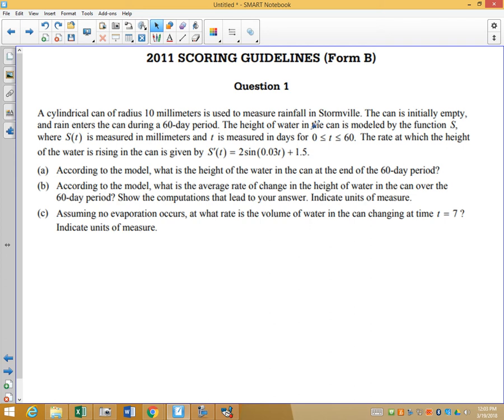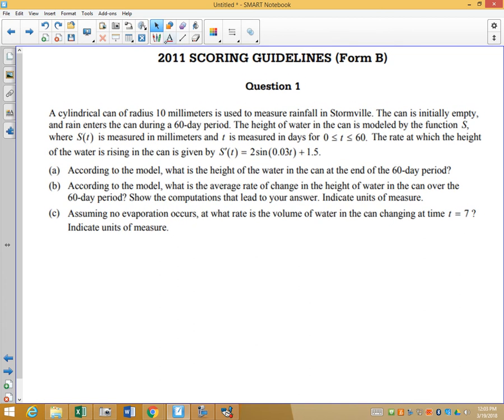rain enters, and the height of the water can be modeled by this function S. Okay, notice what they're giving you here. They tell you that the height is measured by S. Why didn't they just call it H? That's just stupid. Maybe the S is for stupid. Okay, so S is the actual height. S is the actual height.